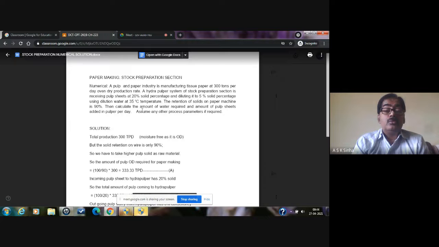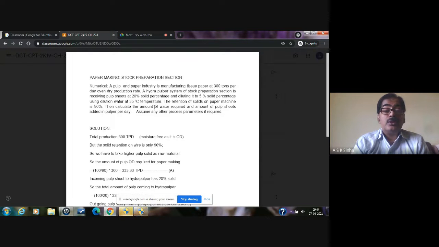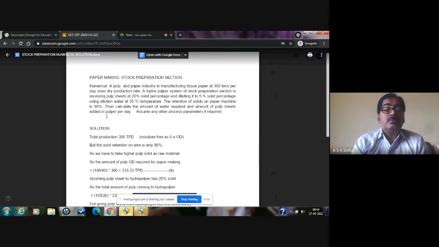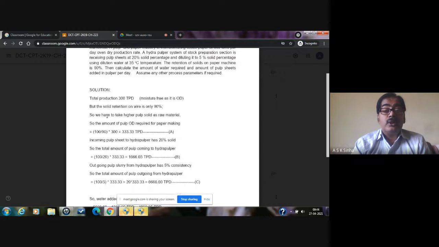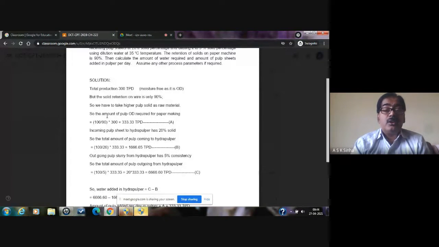So there are two parts to this question. First, you have to calculate the amount of water that is required for making the slurry. And second, the amount of pulp sheet that is added on a daily basis, or the requirement of pulp sheet coming from the pulp mill on a daily basis. So let us see how to calculate the amount of dilution water and how to find out the total amount of pulp requirement on a daily basis. Here the production rate is given as 300 tons per day.